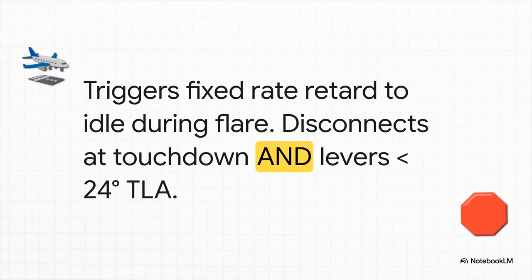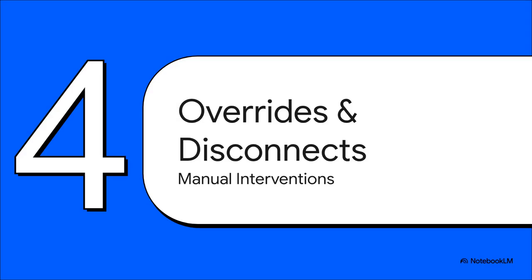Fast forward to the other end of the flight, retard mode. During the landing flare, the system takes over and pulls the levers back at a fixed rate down to idle, which is 22 degrees TLA. But here's the trick question they always ask. When does it officially disconnect? You need 2 things to happen simultaneously. You must have weight on wheels or wheel spin up, and your thrust levers have to be sitting below 24 degrees in that idle flat position. Gotta have both.